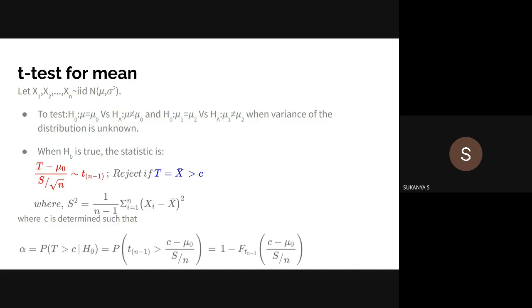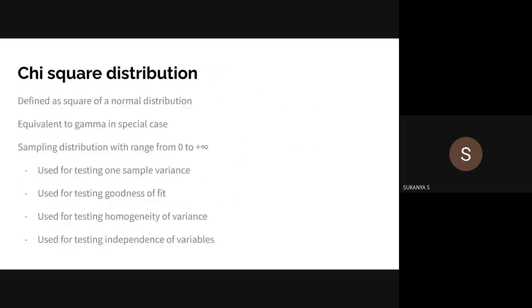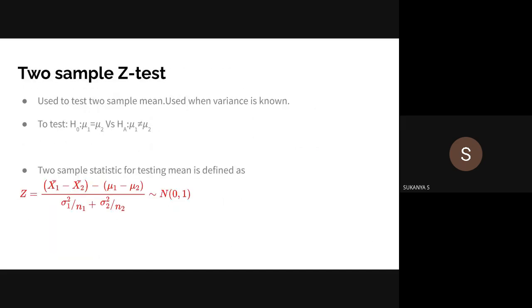If you are using a two sample case for when variance is unknown, what you could do is, instead of sigma 1 square, replace it with s1 square. So you would have x1 bar minus x2 bar minus (mu1 minus mu2) divided by the root of s1 square by n1 plus s2 square by n2. It will follow a t distribution with n1 plus n2 minus 2 degrees of freedom.